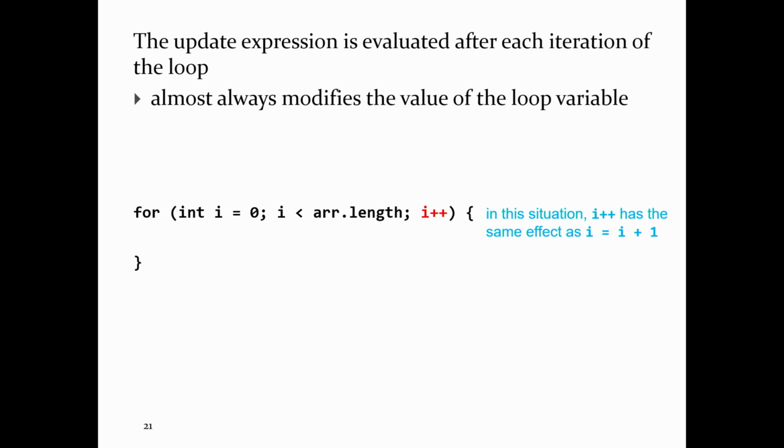The update expression gets evaluated at the end of every loop iteration. So right here, every time the loop body runs, that now runs. i++, so you don't have plus plus in Python. So i++ is similar, but not exactly the same as i plus equals 1 in Python, or i equals i plus 1 in Python. So the effect here is to increment the value of i by 1.